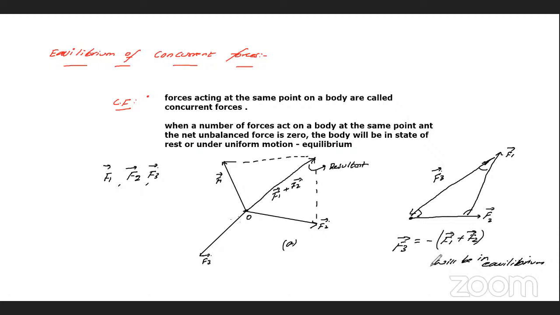What I have said is that the total or net unbalanced force is equal to 0. That means F1 vector plus F2 vector plus F3 vector is equal to 0. From this we can say that it is like the sides of a triangle taken in the same order.